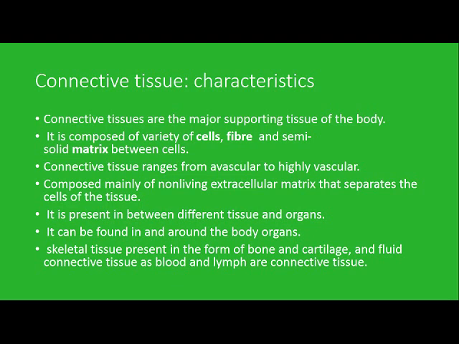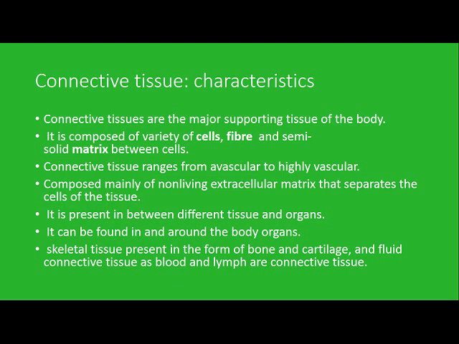Now connective tissue ranges from avascular to highly vascular. Now the word vascular means blood connectivity. So children, there are some parts of your body in which blood is absent. Not your hair, not your nails, they are part of your epithelial tissue. Children, your bone, your cartilage, they are the types of connective tissue which are avascular, meaning blood vessels are absent here.